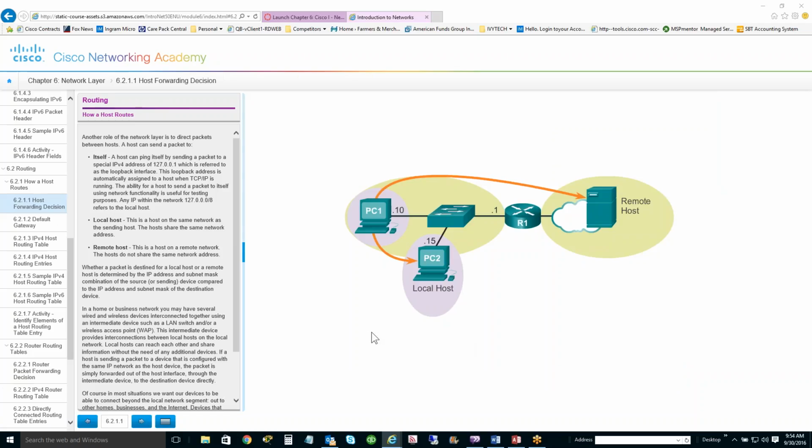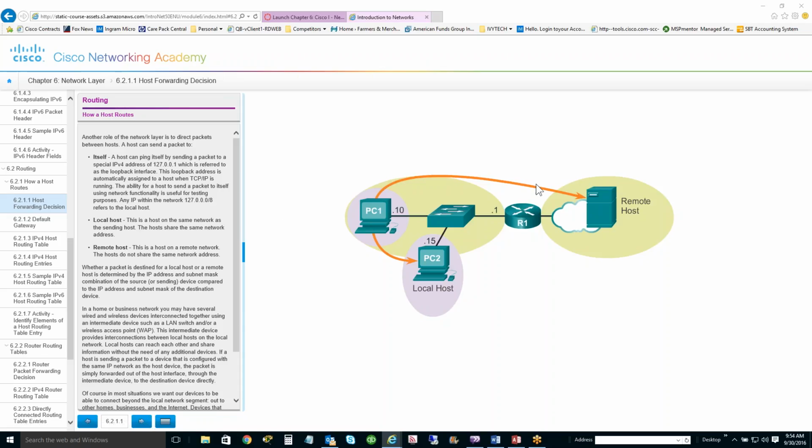Okay, so in section 6.2 we talk about routing, and this is kind of where the cool stuff starts to get discussed. This will allow you to start to understand how networks make intelligent decisions on where to send packets as they arrive and get them off to their destination.